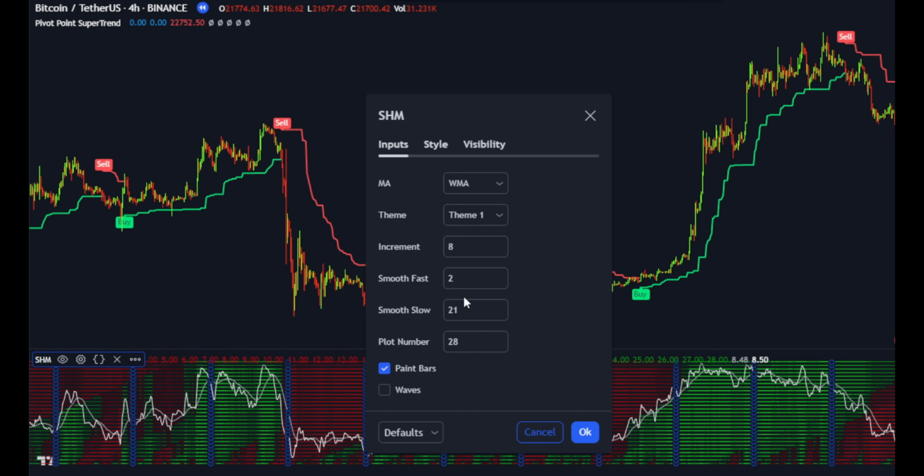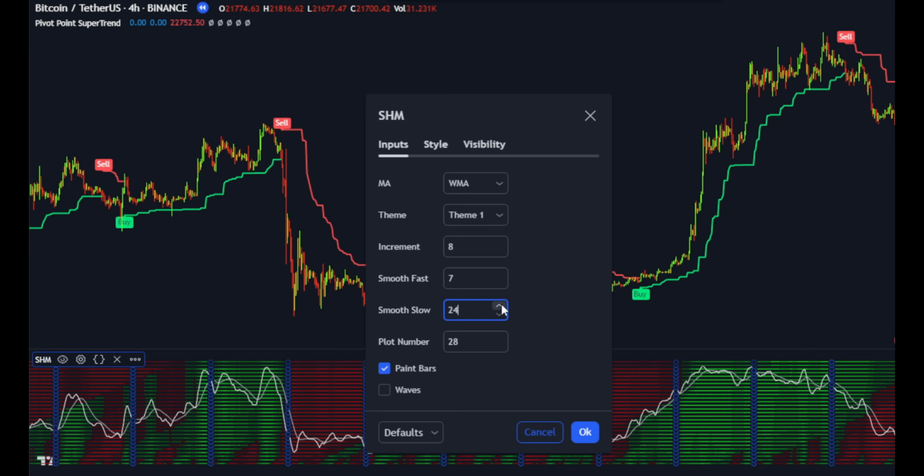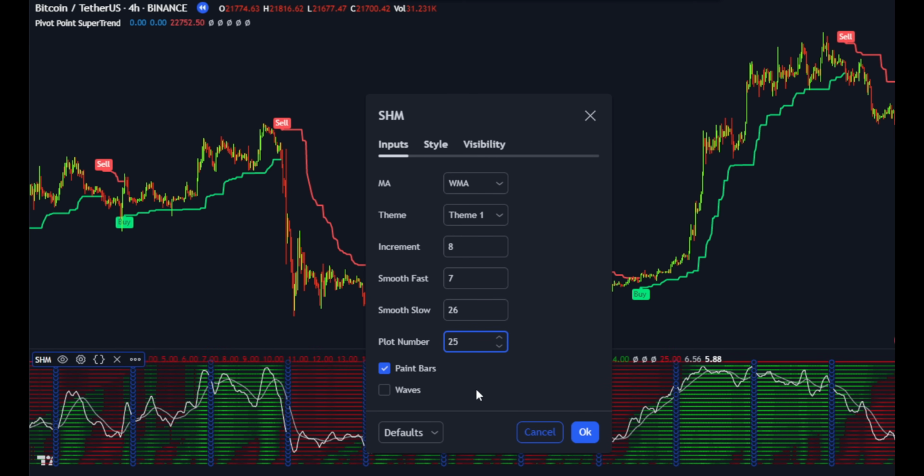In smooth fast we change from 2 to 7. In smooth slow we change from 21 to 26. In plot number we change from 28 to 25. And we uncheck paint bars.